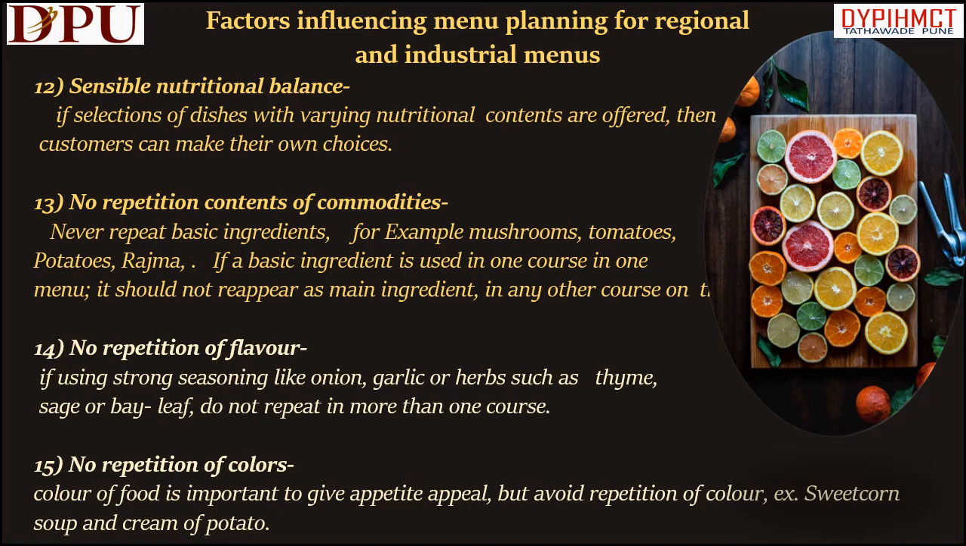No repetition of flavors. If using strong seasoning like onion, garlic, or herbs such as thyme, sage, or bay leaf, do not repeat them in more than one course. It will give the same flavor even if the taste of the dishes is different. No repetition of colors. Color of food is important to give appetite appeal, but avoid repetition of the same color even if taste and flavors are different. For example, sweet corn soup and cream of potato are both different but the color is the same.